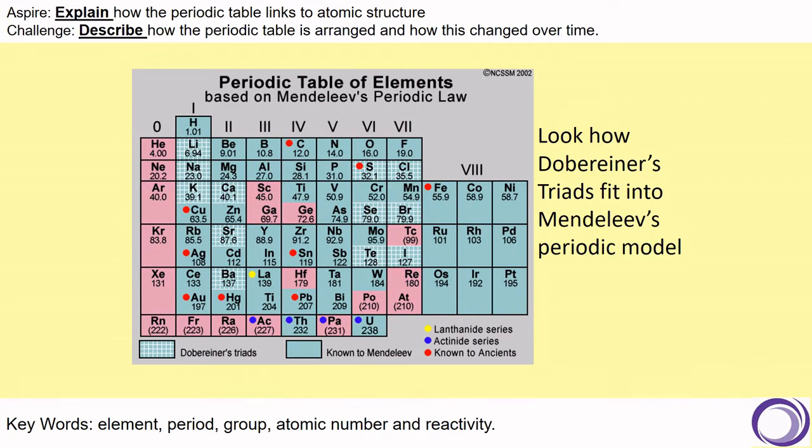Now, if you look at Dobrina's triads alongside Mendeleev's periodic table, they do fit quite well with each other. So the 3s did fit. If we look at lithium, sodium and potassium, they would be in the same group on Mendeleev's periodic table, but Mendeleev just had a few extra elements in there. It wasn't necessarily 3, but we are still grouping in terms of properties as well.